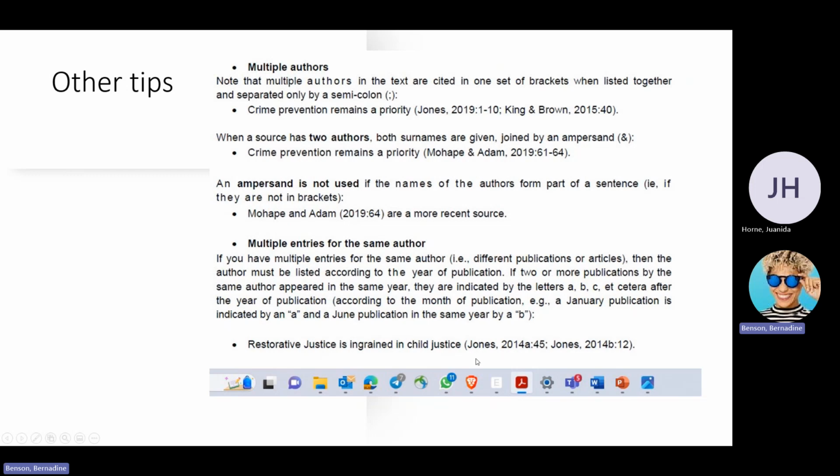We spoke briefly just now about authors with multiple publications in one year, to have, let's say, 2014a and 2014b. And here you would separate them in terms of the titles being alphabetized, which will make the first one in the alphabet a and the second one b.